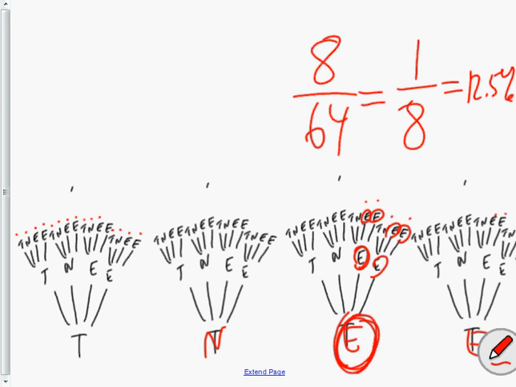So TTT would not. I'll use green. Why not? TTN would be. TTE would be. TNT is not. Oh, yes, it is. TNT is, because T appears twice. TNN is. TNE, no. TET, yeah, that one does. TEN, no. TEE, yeah. TET, yeah. TEN, no. TEE, yeah. And TEE, yes.